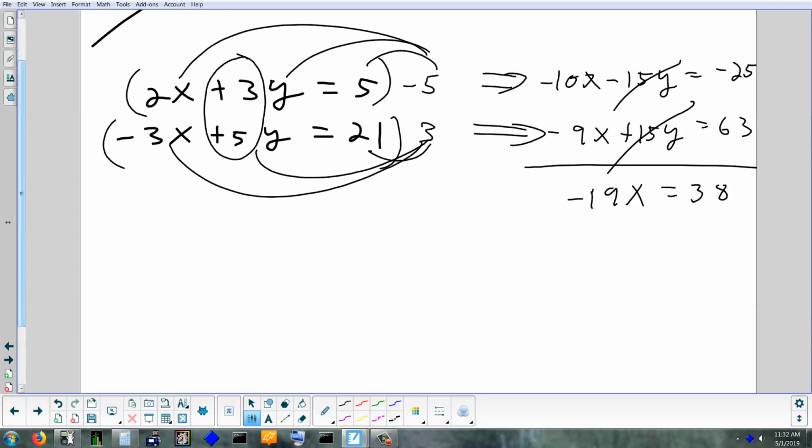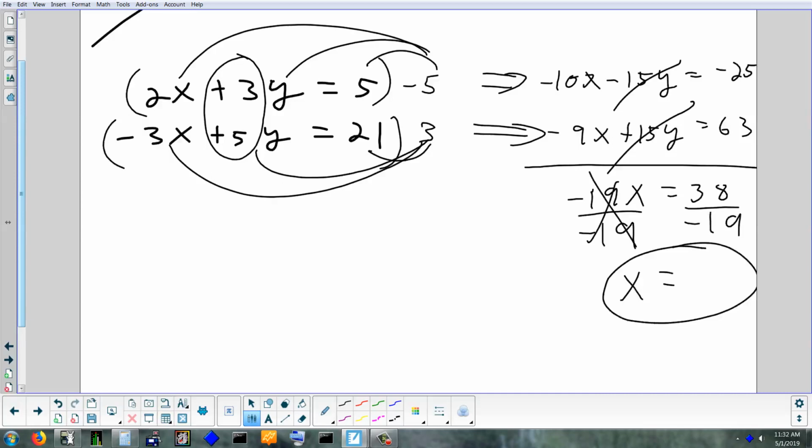All right, so now, what would be my last step to get x by itself? Divide by negative 19. x equals how much? Negative 2. Yep. Now, just like we did before, plug it back in, and now we can get y. Which equation, I mean, you can pick either one, but do you think the top or the bottom would be easier?